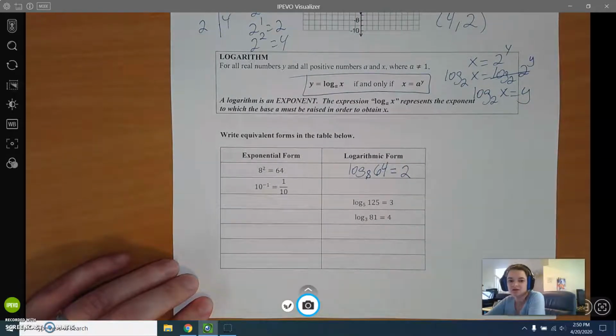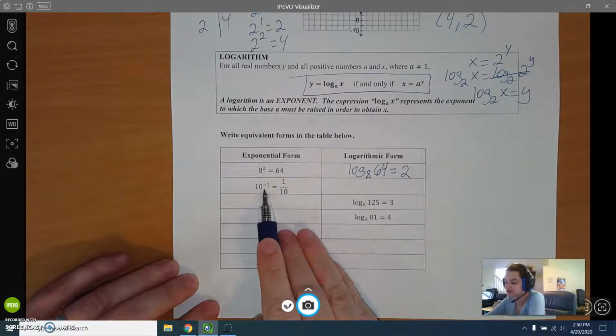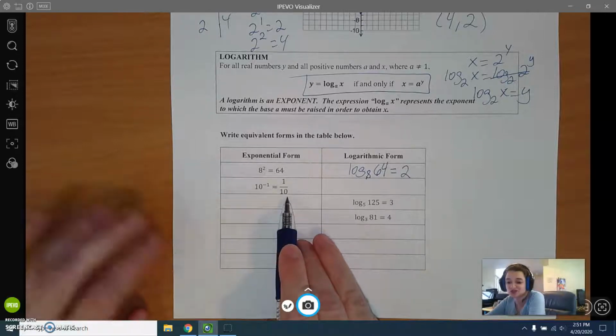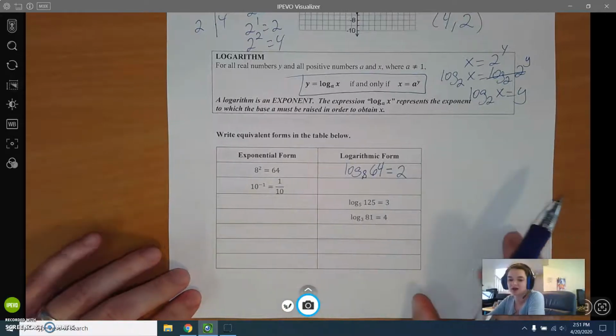Okay. Let's do another one. So I've got 10 to the negative first equals 1/10, which is a nice true statement. Let's go from there, okay?